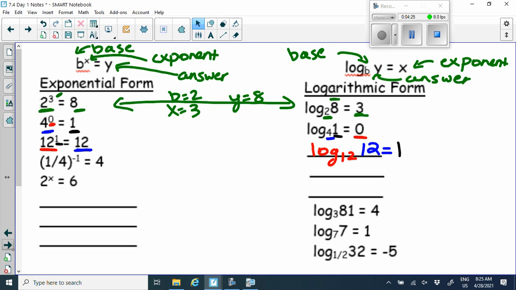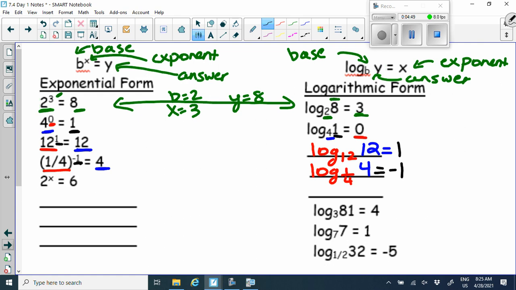Okay, let's see what you got. On our next one, 1/4 is the base. So I have log base 1/4. As I said, that 1/4 is called a subscript. It needs to be smaller than everything else you have. Now, we're going to do the y value, which is the answer. That's going to be 4, when we look at the exponential form. And then our exponent, -1, we set that equal to.